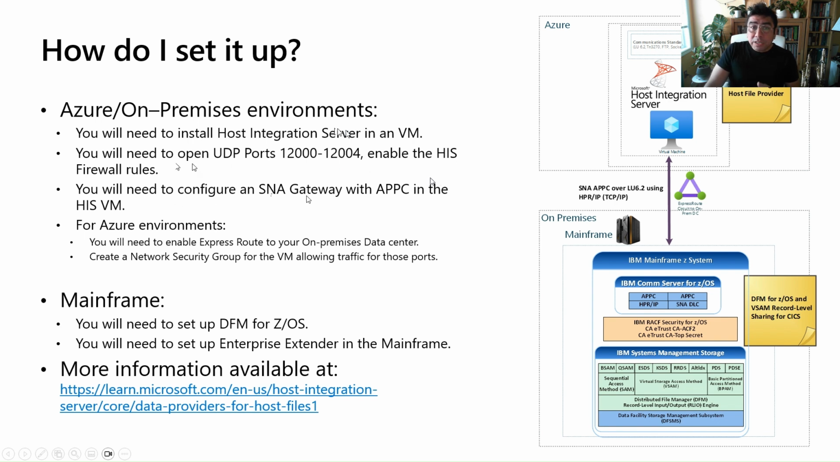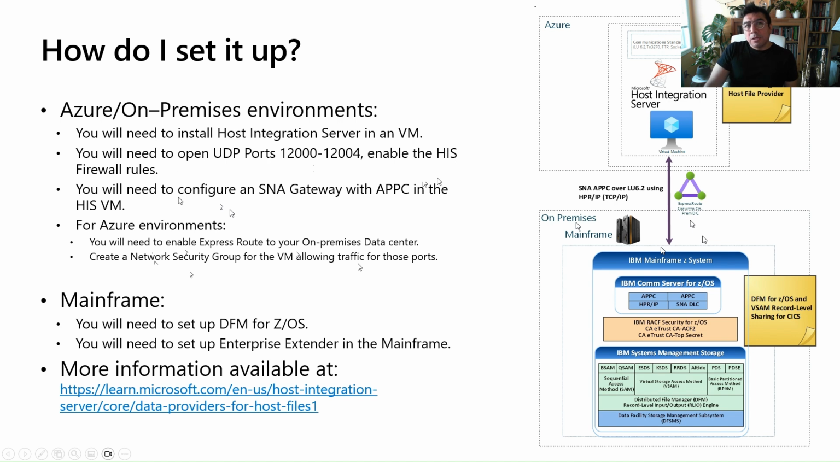You will need to configure an SNA gateway with APPC in the host integration server VM. And for cloud environments, you need to enable ExpressRoute to your on-premises data center. If you were to connect, you have to provide a security connection between the cloud and your on-premises data center, for sure your mainframe. Create a network security group for the virtual machine, allowing traffic for those ports, and then you are all set from a networking perspective.